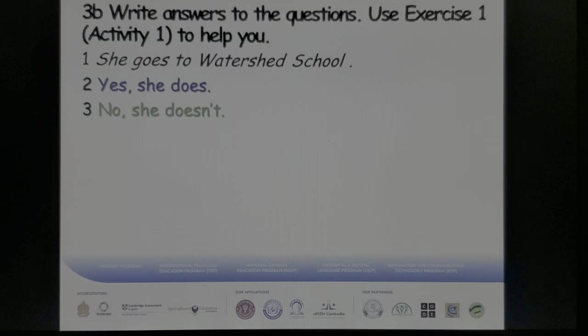Number 4, why does she think it's different? When the question starts with why, the answer begins with because, right? Because. So the answer is: because they don't spend all day in classrooms. She thinks her school is different from others because the students don't spend all day in classrooms.